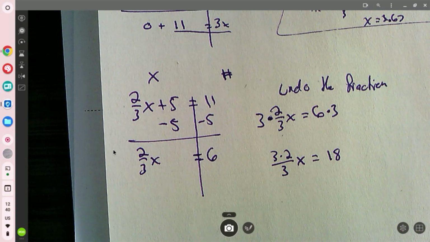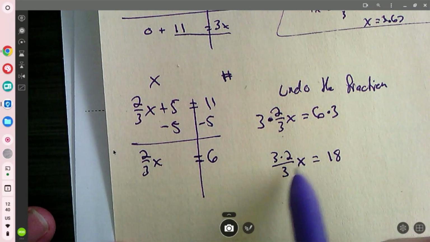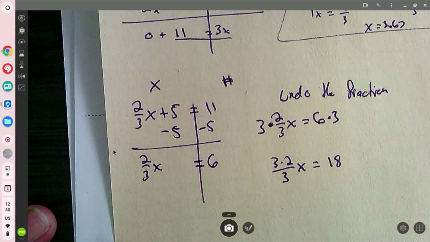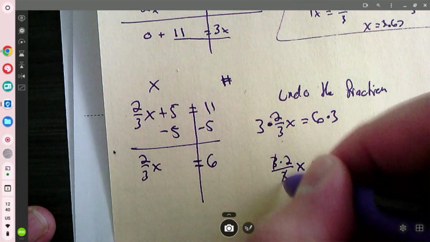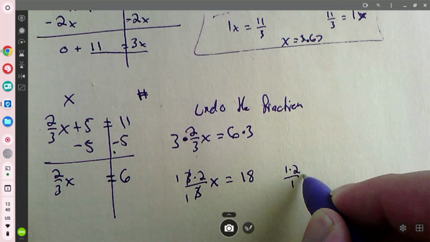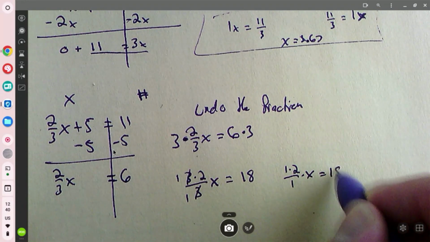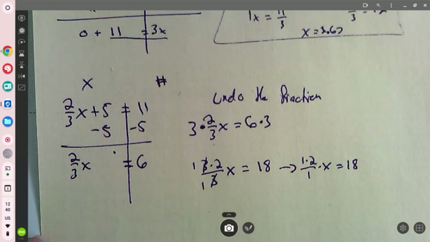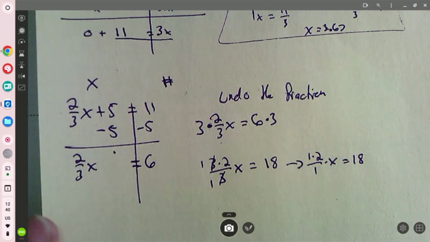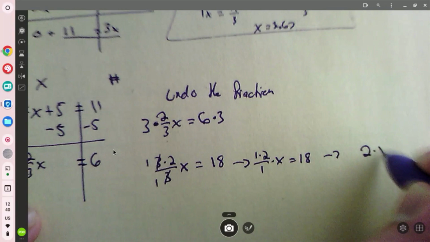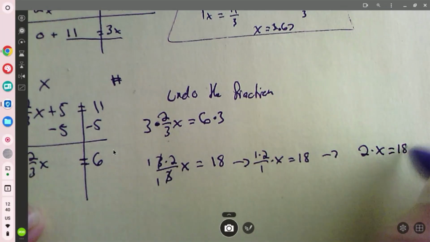Alrighty. So we have 3 times 2 divided by 3. Well, what is 3 divided by 3 equal to? It's equal to 1. So we can simplify 3 over 3 to 1 over 1. And we will now have 1 times 2 over 1 times our x is equal to 18. Okay, there's an arrow to our next step. 1 divided by 1 is still 1, so we can simplify this once again to 2 times x is equal to 18.